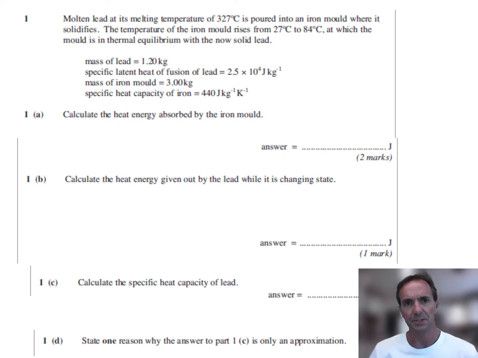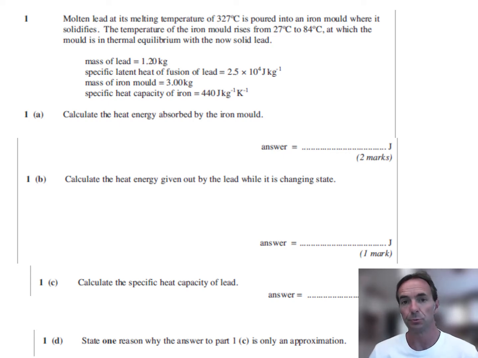Molten lead at its melting temperature of 327 degrees C is poured into an iron mold where it solidifies. Okay, so it's just at its melting temperature, and then it solidifies. So it's right on it. Therefore, you must already think solidifies, right? It's going from liquid to solid, so you're already thinking fusion. There's your first skill. Degrees C should be shouting out to you, well, maybe it's a Kelvin thing, but we'll keep reading and find out.